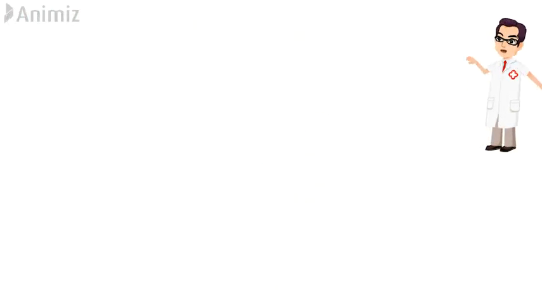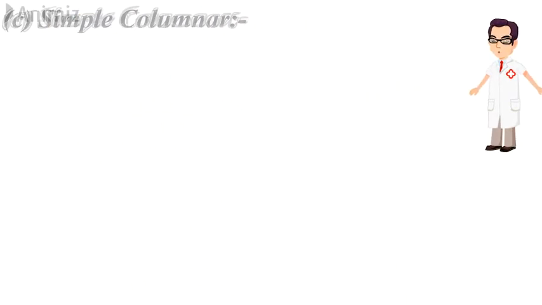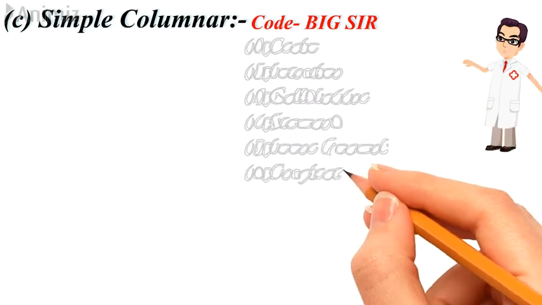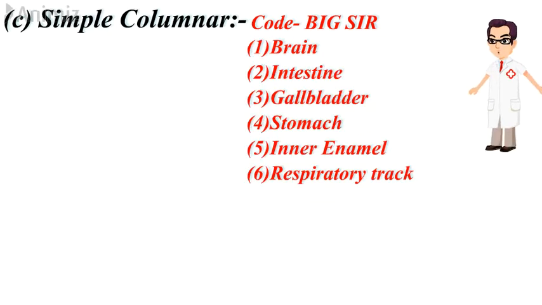The third one is simple columnar, and the mnemonic for it is Big Sir. B stands for brain, I stands for intestine, G stands for gallbladder, S stands for stomach, I stands for inner enamel, R stands for respiratory tract.